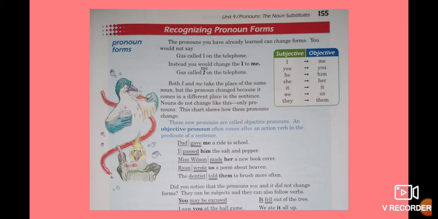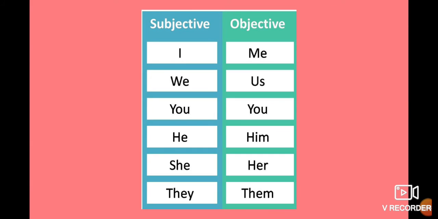For example, Dad gave me a ride to school. Gave is a verb, and me comes after an action verb. I passed him. So we have a verb that in this case is past, and then we have an objective pronoun. That means an objective pronoun the majority of the time comes after an action verb. Miss Wilson made me hurt. Ryan wrote us. The dentist told them. All of these are action verbs, so we can write an objective pronoun after that.